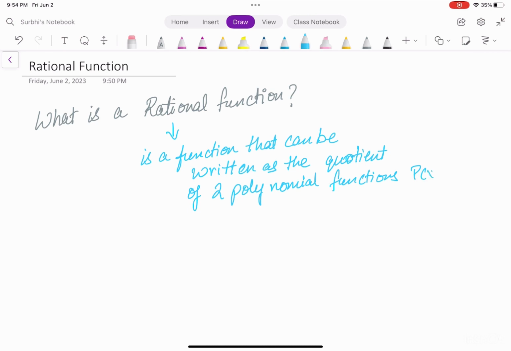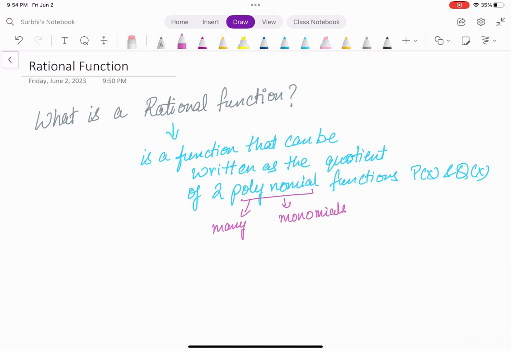Now, what is the meaning of a polynomial? You might have heard about polynomial more often, but it is a good idea to break the word into two parts, poly and nomial. So, poly is nothing but many, and the last word is like monomial. Monomial means one single term.